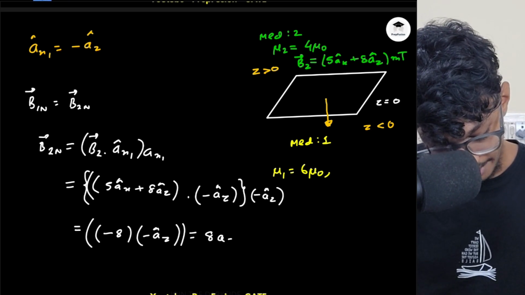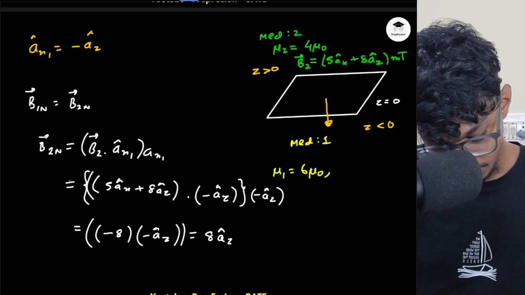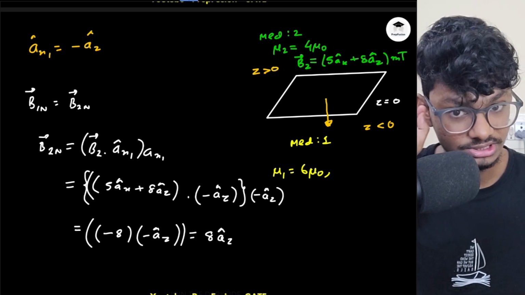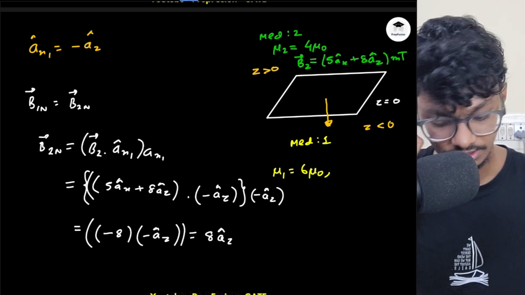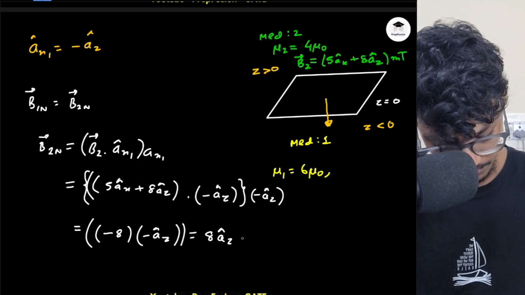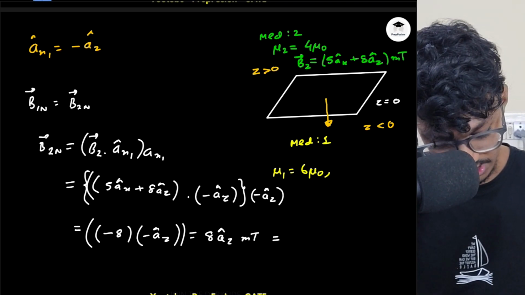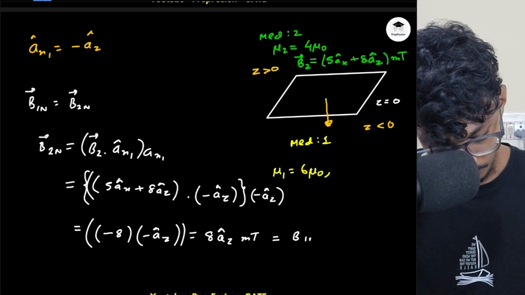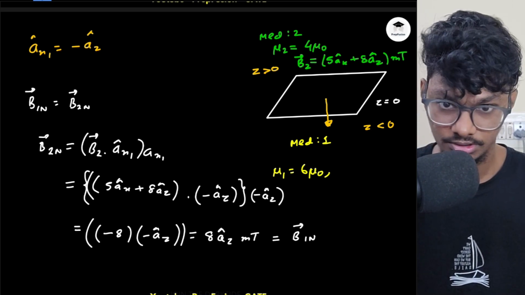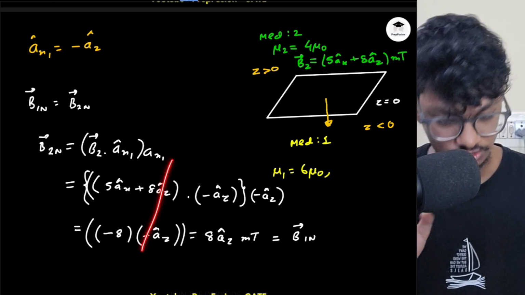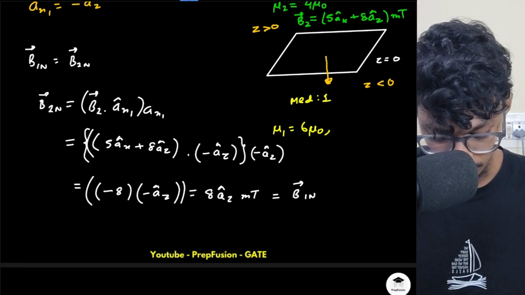Okay, so you have to be careful about this. So your normal component b2n will be plus 8az. So this thing you have to be very careful. Okay, you cannot mess up here. It will be plus 8az, and it will be simply equal to my b1n as well. Okay, you're understanding. I'm just doing the dot product, so you have to be very careful here, according to the dot products.